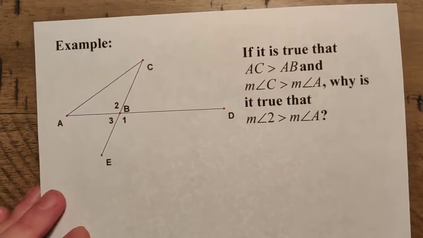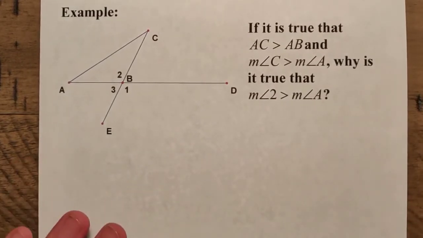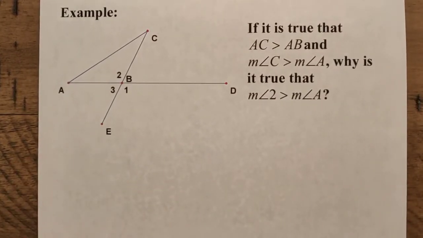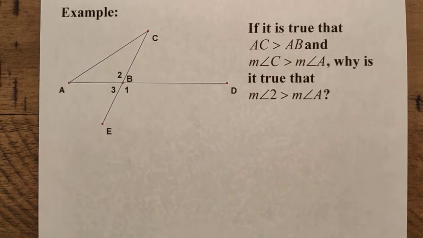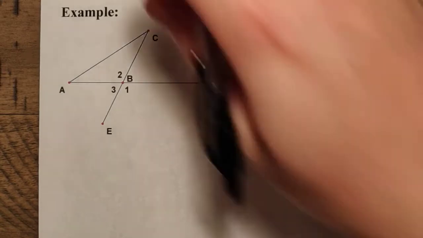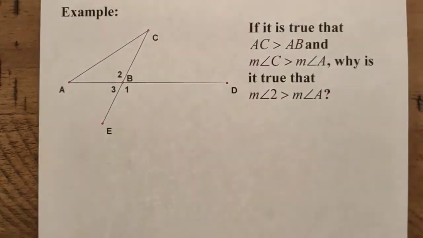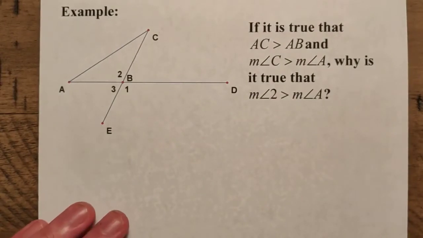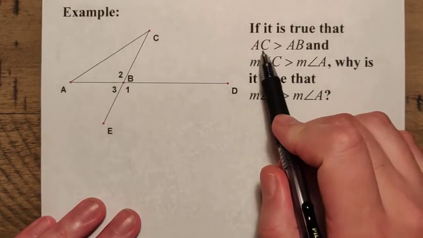So we'll start off with a pretty straightforward thing here. If it's true that AC is greater than AB, the measure of angle C is greater than the measure of angle A, why is it true that the measure of angle 2 is greater than the measure of angle A? Again, I suggest that you pause this video for a bit and think about this before we actually go through it. Okay? So the first thing to note here is that AC is greater than AB.